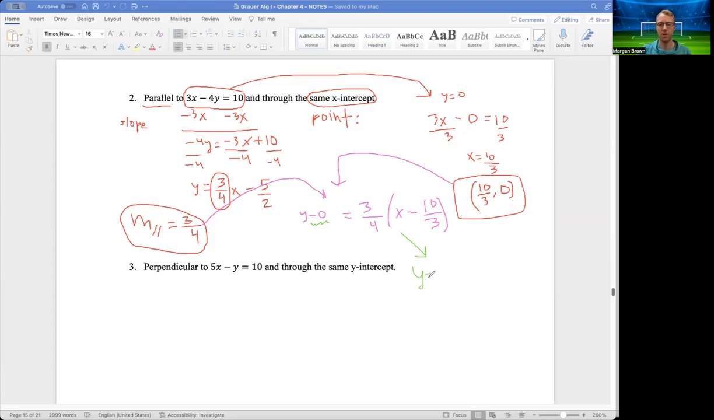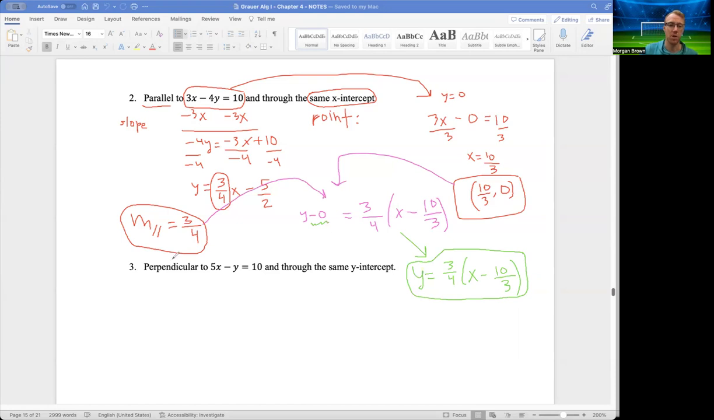So it's just going to be y equals 3/4 x minus 10/3. Again, we don't have to distribute. We don't have to convert it into slope-intercept form or standard form because the problem just said find the equation of the line. It didn't say we had to have it in a specific form. So that's the answer for that one.